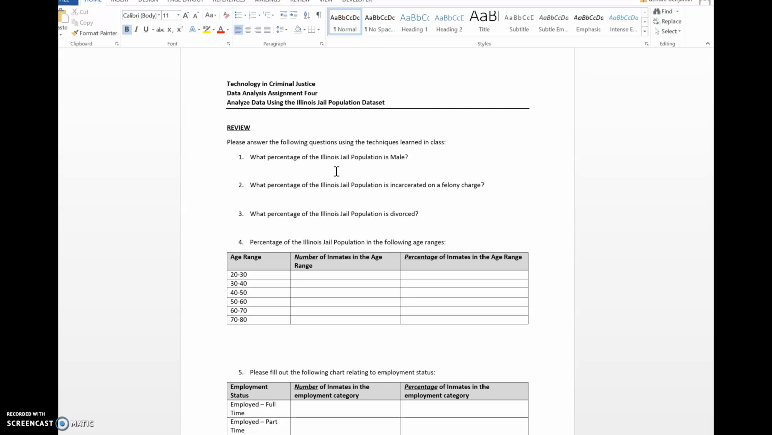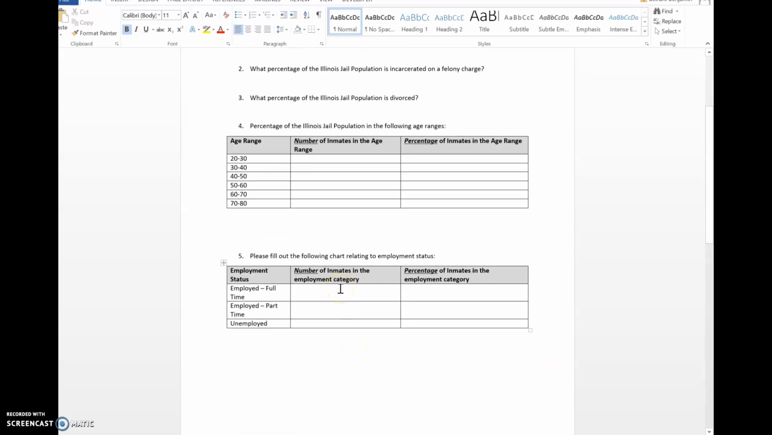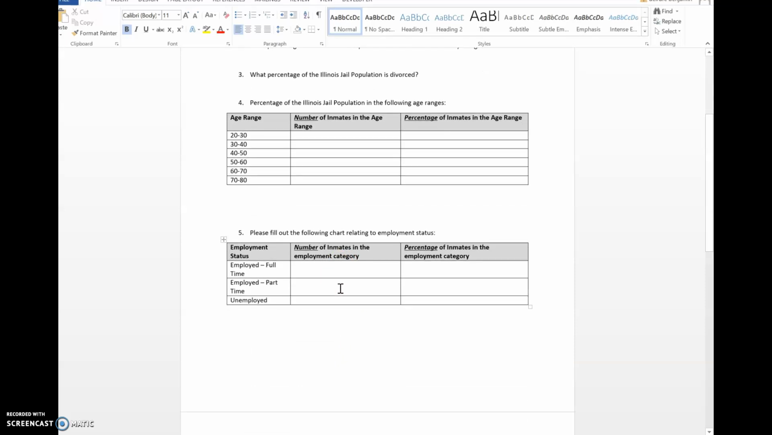Maybe if you're doing outreach in the jail population, maybe it'll be interesting to see for child custody, or for child support if there's children involved in the divorce. So there's a lot of questions to be answered with this data, or a lot of recommendations to give to law enforcement on that. Age range is the next one, and of course you'll use COUNTIFs. Remember, you need to use COUNTIFs because you need to do greater than or equal to and less than or equal to. The next one will be number of inmates in employment categories, so employed full-time, employed part-time, or unemployed.